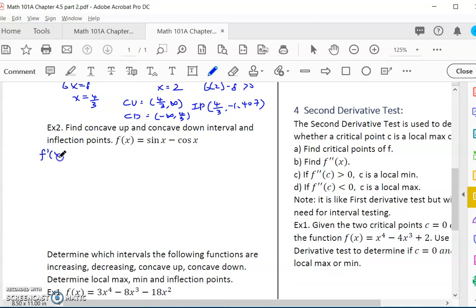So do the first derivative first, which is cosine x plus sine x. And then we work on getting the second derivative, because for the concavity test we use the second derivative, so it will be negative sine x minus cosine x... Seems nice to go back to the original one, right? To find the critical points for f double prime, we would just set this equal to 0.